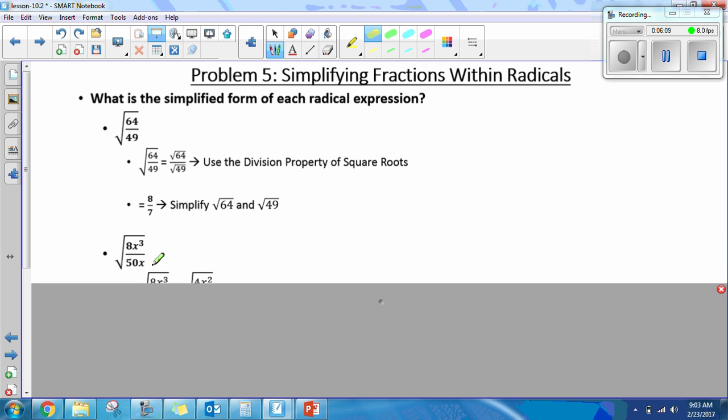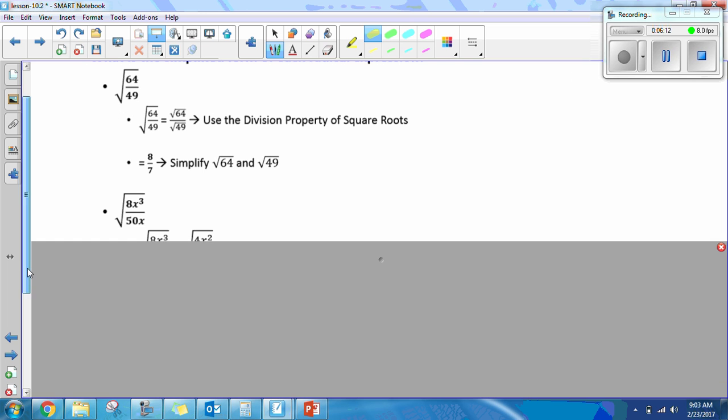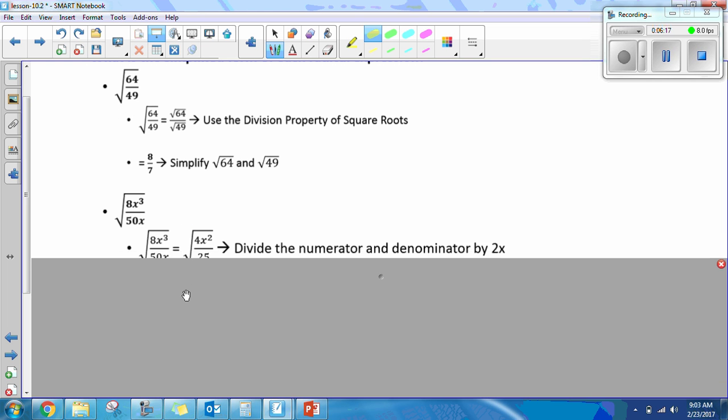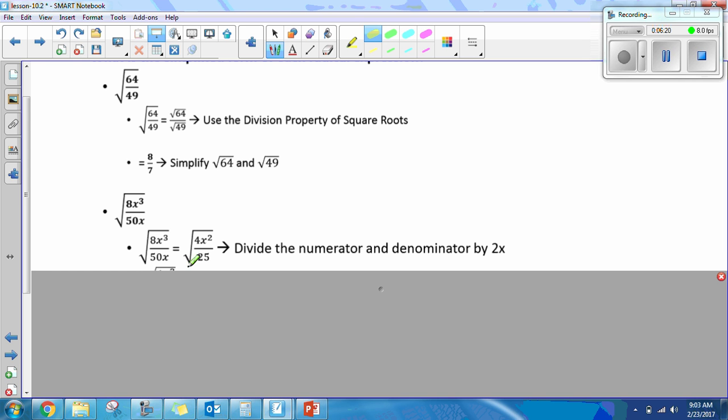Now this one is a little bit more complicated because of the variables. We have radical 8x cubed over 50x. We're going to rewrite this as radical 4x squared over 25, because we notice that the numerator and the denominator have a common factor of 2x. The 8 and the 50 are not perfect squares, but once we simplify the fraction, we get 4 over 25, and those numbers are perfect squares.